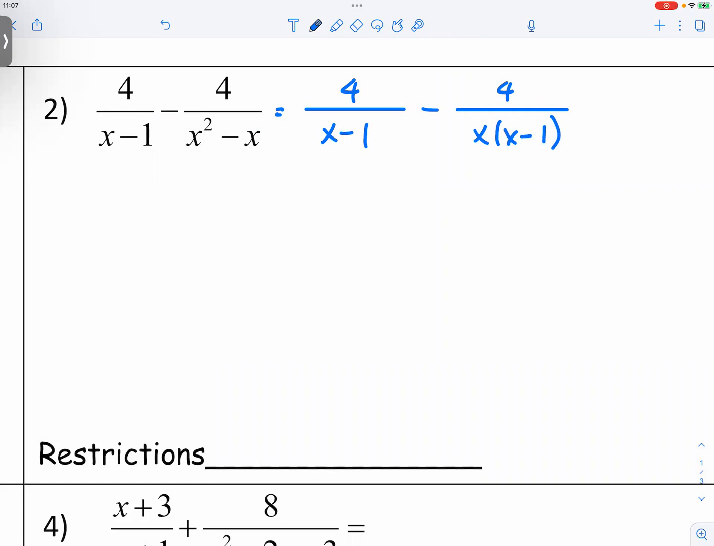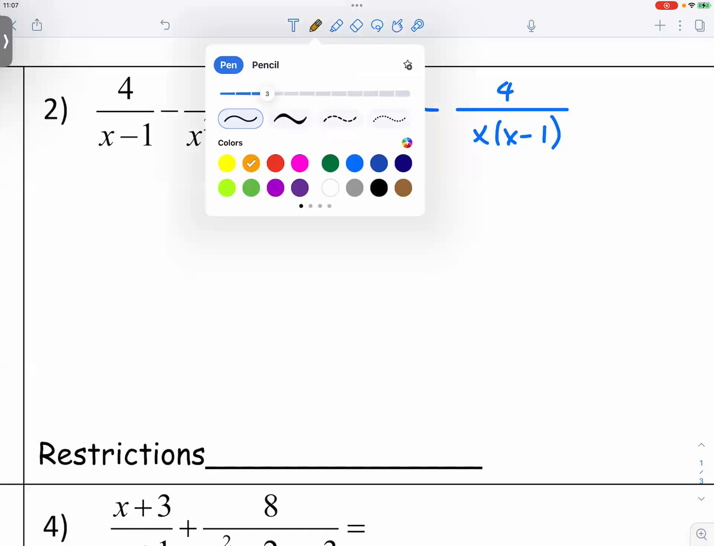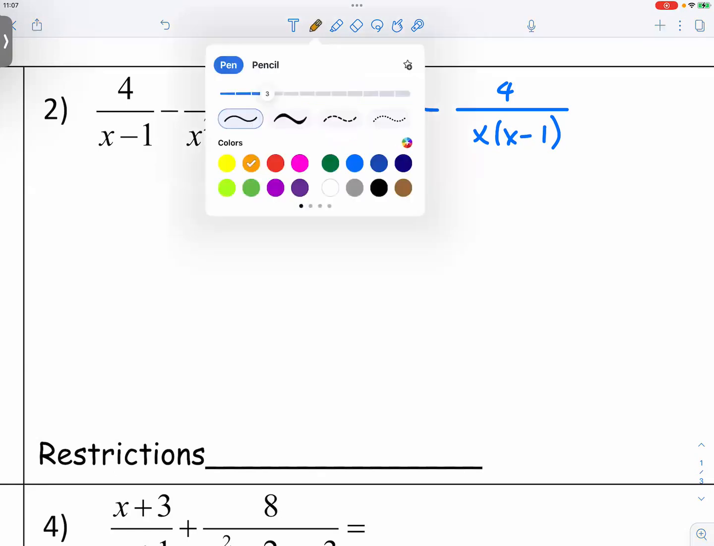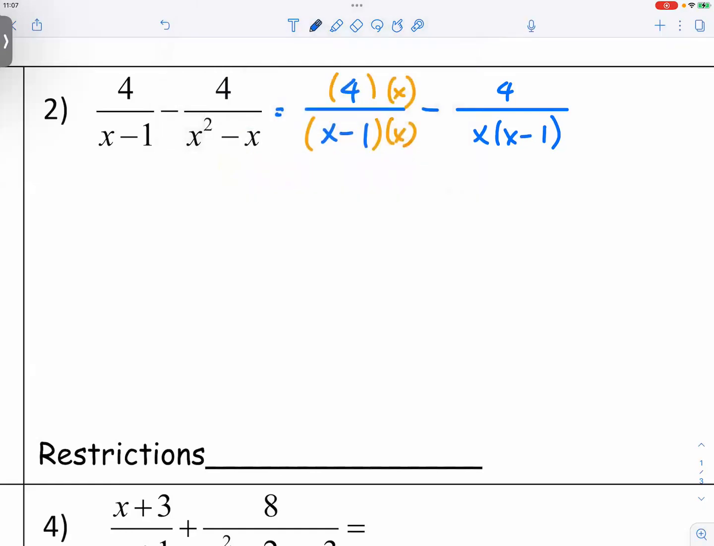And for the second fraction, we can clearly see that we can factor something out. And so we would say, all right, seems like the first fraction is lacking something. It's lacking the x. So we will have 4x minus 4 in the numerator. And then we have x times (x minus 1) in the denominator. Okay, so then you can factor it out.